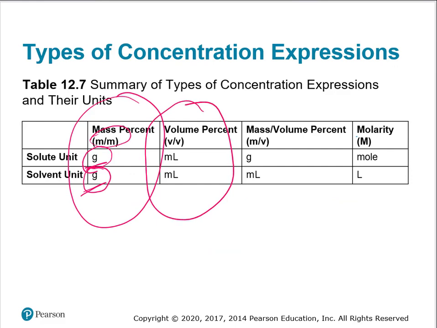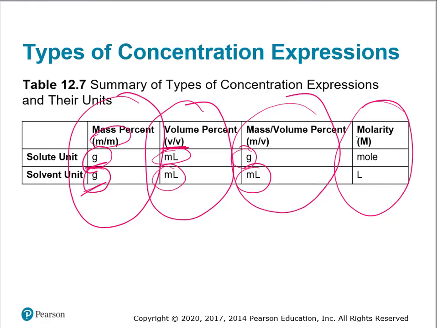The next part is the volume percent. Notice v/v, that means the volume is measured for the solute in milliliters and the volume for the solvent, both in the same units. Mass volume percent, again mass is in grams, volume is in milliliters, and molarity, capital M, we have our solute measurement in moles and our solvent in liters.